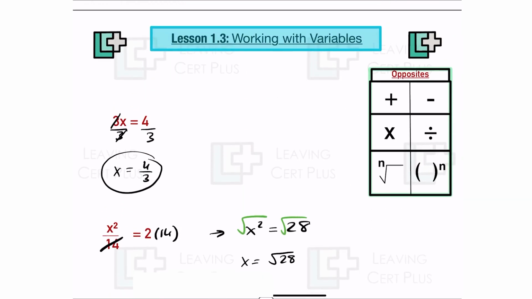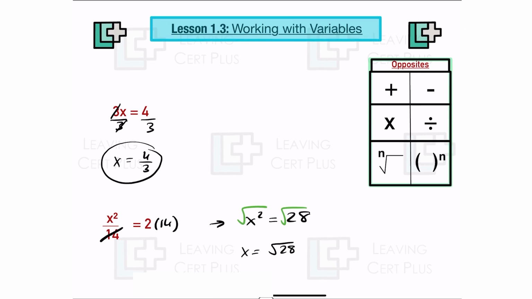Okay, and that really helps with regards to our isolation of variables, a really, really important skill throughout the entire higher level maths course. That's all for lesson 1.3.